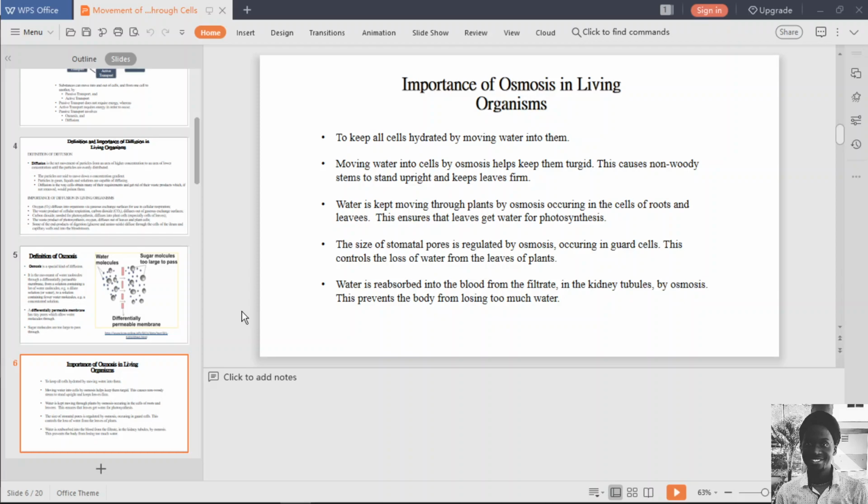The size of the stomatal pores in the leaves is regulated by osmosis occurring in the guard cells that surround those pores. This controls the loss of water from the leaves of plants, which controls transpiration. Water is reabsorbed into the blood from the filtrate in the kidney tubules by osmosis, and this prevents the body from losing too much water.